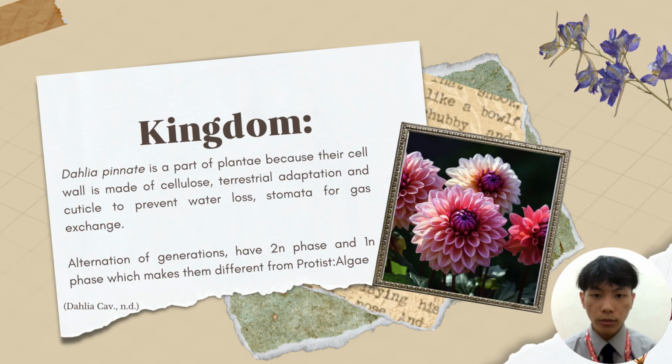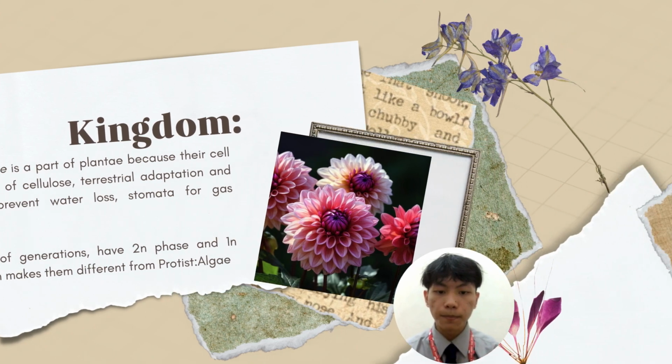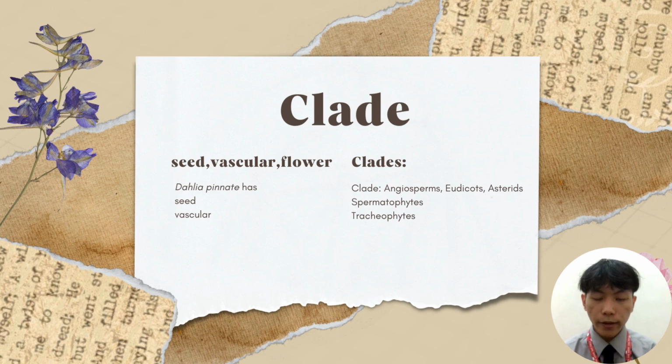It has also terrestrial adaptation and cuticle that prevent water loss, and stomata for gas exchange. They also have alternation of generation, which is 2N and 1N phase, which makes them completely different from algae. Before getting into phylum and class, we have to look at the clades.